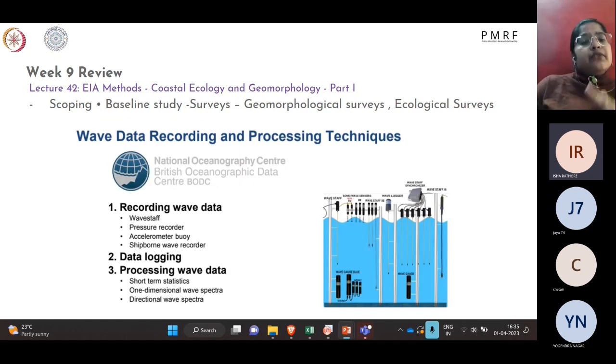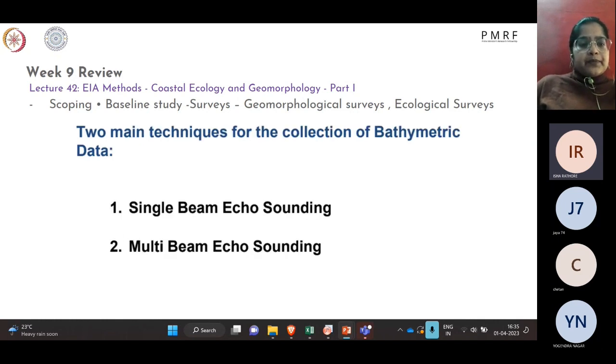And then you also have the wave data recording and processing techniques. So you record the wave data in terms of the different parameters relating to the wave characteristics, and then you record all of this data over a period of time, and then you process this data based on the time duration in terms of statistics, how this data has changed, and how your project is affecting this sort of data, or will affect this sort of data.